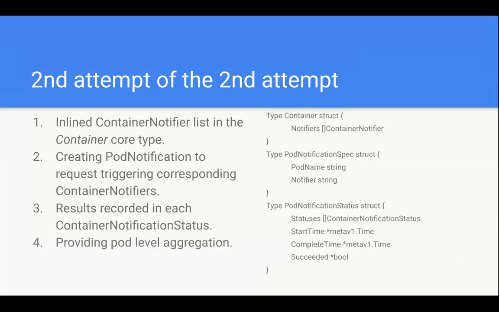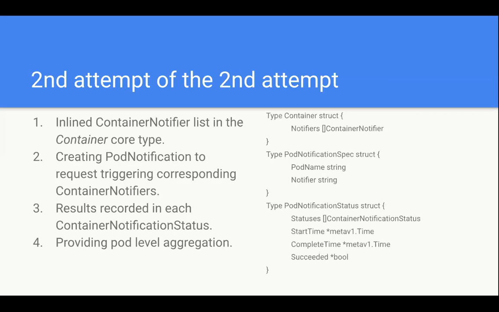So we discussed it, and Xin and I had a couple of rounds of discussion with API reviewers, and then we came up with the second attempt. The container notify spec doesn't change, so it's still going to be inlined. But instead, we introduced this pod notification spec, as Ben was suggesting, just a one-to-one mapping. And this pod notification status will contain container notification status.